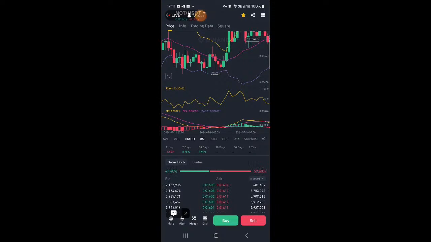Number three is the signal line must have crossed the MACD line, and also the histogram must be showing me a green bar. That is, a second green bar must have been formed, and also in the candlestick the second green candle must have been formed. These three conditions, once they are met, give me a good signal to start buying my trade.